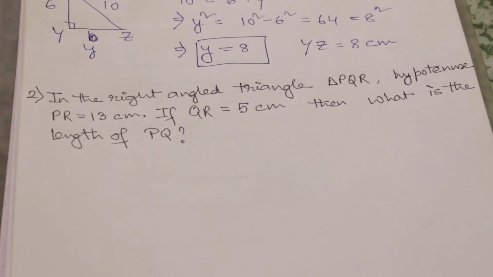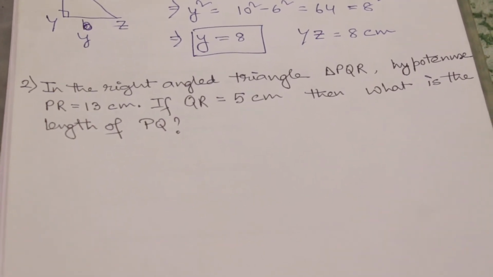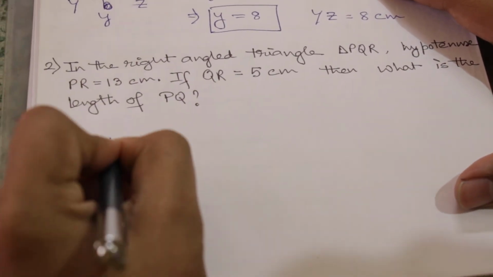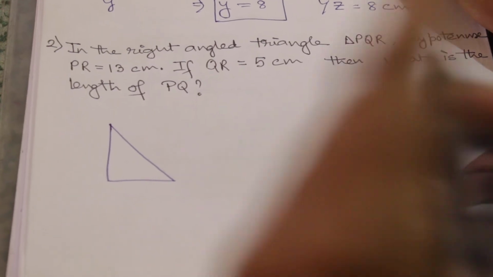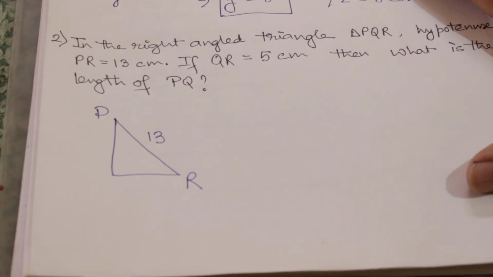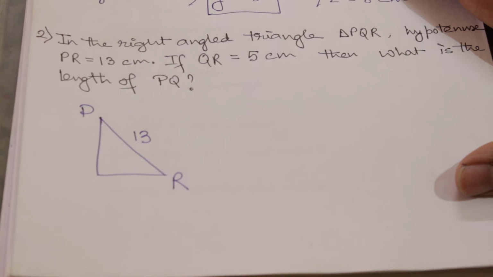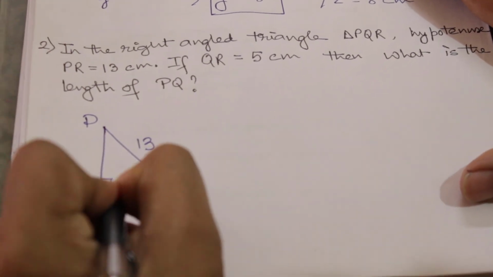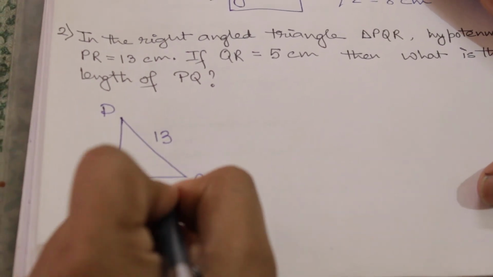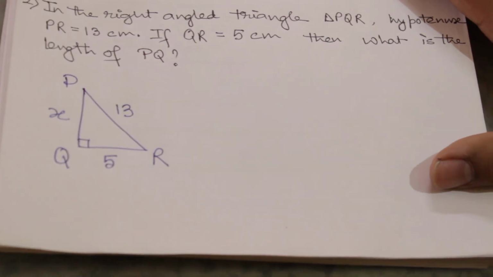In the right angle triangle PQR, hypotenuse PR is 13 cm, QR is 5. What is the length of PQ? So let's draw the figure again. So PR, that is the hypotenuse, this is 13. As I have told earlier, the side opposite the right angle is the hypotenuse. So this is the 90 degree angle, and this is Q. According to the question, this is 5, this is 13. So we have to calculate PQ. Let's take it as x.